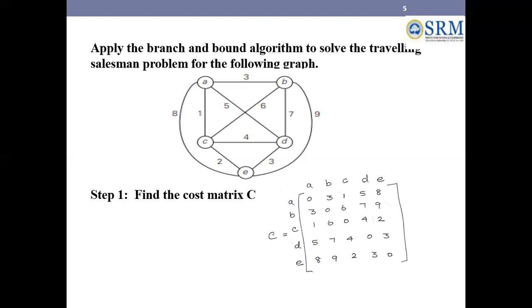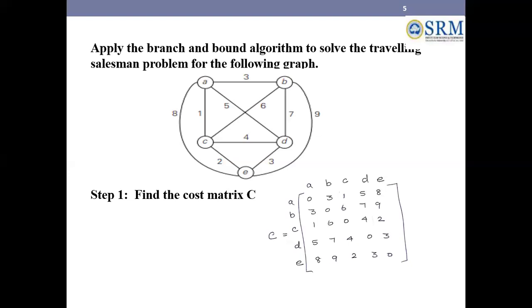Step 1, find the cost matrix C. So there are 5 cities. We have to form 5 cross 5 matrix. 5 rows and 5 columns. There are 5 cities, n equal to 5. So we have to form n cross n matrix, that is 5 cross 5 matrix. So give the label for each row A, B, C, D, E. All 5 nodes. The column also A to E, 5 nodes.